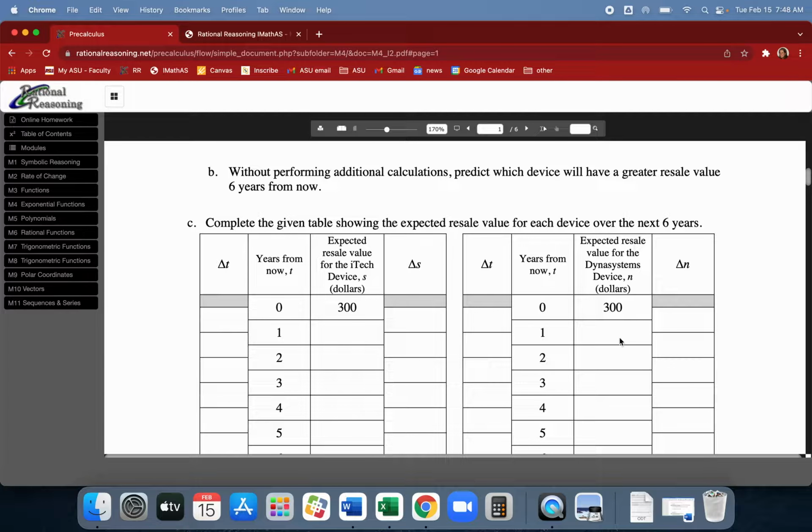30% of 300 is $90. But if the value of this decreases by 30% per year, that's relative to something. So relative to its value of 300, 30% was a $90 decrease. But if the value is only $210, if it decreases by 30% from this, 30% of its value goes away, it's 30% of a smaller number that I'm losing.